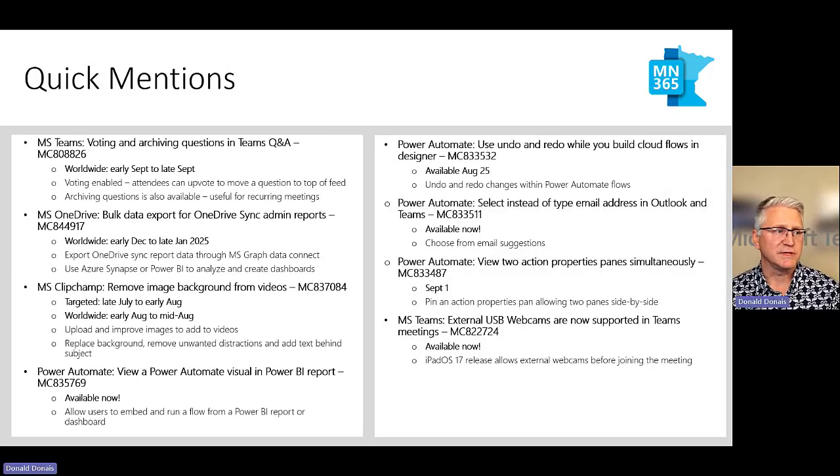Some quick mentions, some things to talk about. Another one wrapped around Q&A is voting and archiving questions. You can upvote a particular question in the Q&A and it goes to the top of the list, as well as archive questions so that they're kept for, say, recurring meetings, but not displayed in the Q&A app. That's happening here in September.